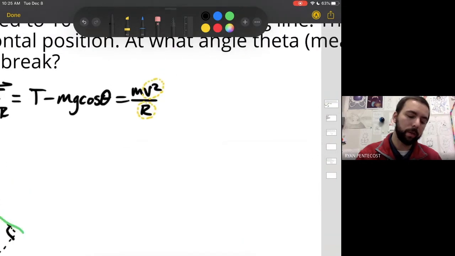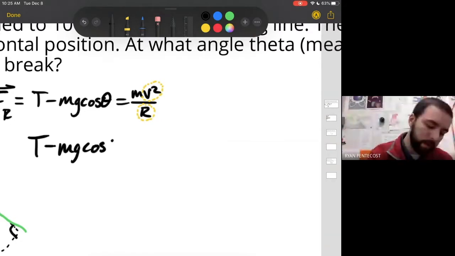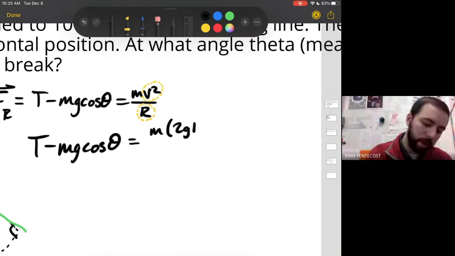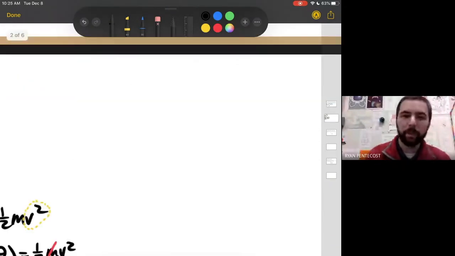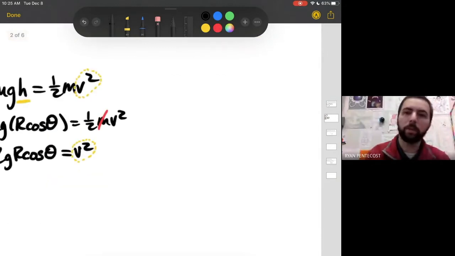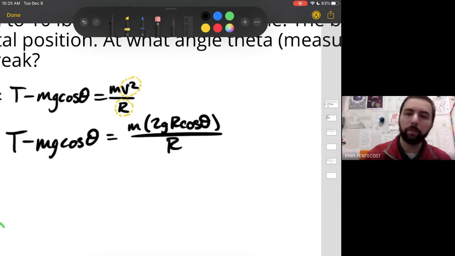So let's rewrite this. We have T minus mg cosine theta equals m times 2gr cosine theta divided by r. Now remember, this doesn't have to be squared. We solved for v squared. We're just substituting in for v squared. So the square is actually disregarded because we've already taken it into account.